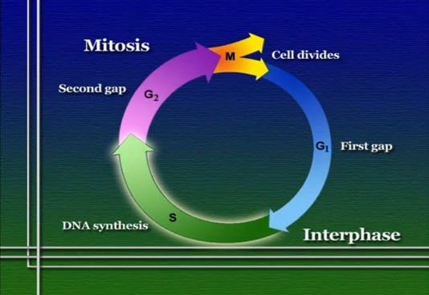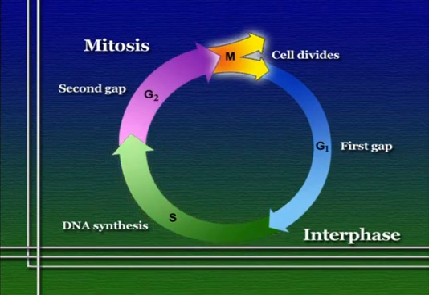Now, once the DNA has replicated, the cell may go into the mitotic phase where it divides. And what we have to do is to get these two copies of all of the DNA separated. Let's take a closer look then at mitosis and see how this happens.